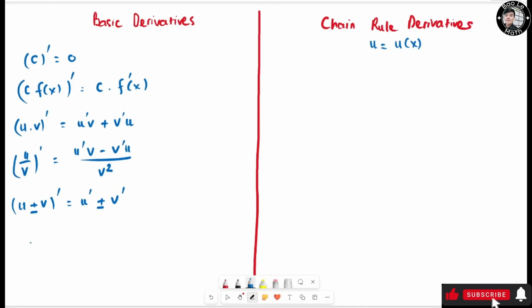Now we have the chain rule. So if you have the function h of s equals f of g of s, and you take the derivative of this one, it's going to be f prime of g of s times g prime of s.